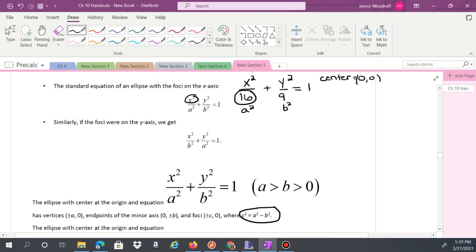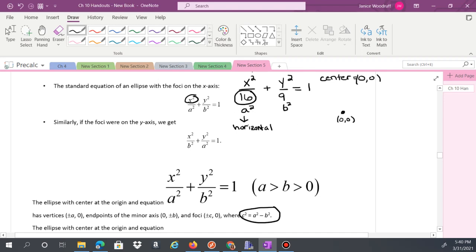Okay, and I also know that because the a squared is under x, this is a horizontal ellipse. Oh, I can't spell. Horizontal. There we go. Ellipse. So I know that I have a center at 0, 0, so let's call this 0, 0 right here. Okay, and then my a is going to be a distance from 0, 0.